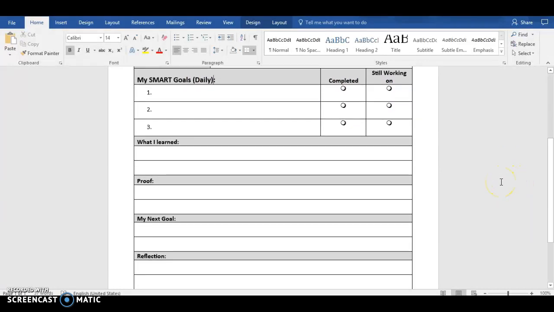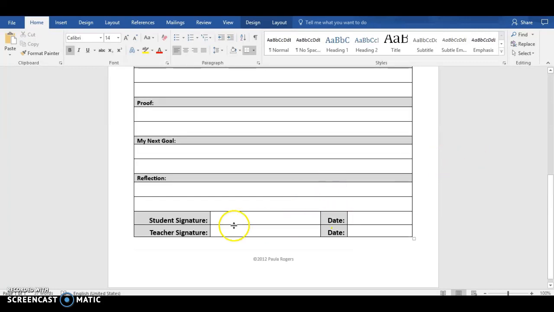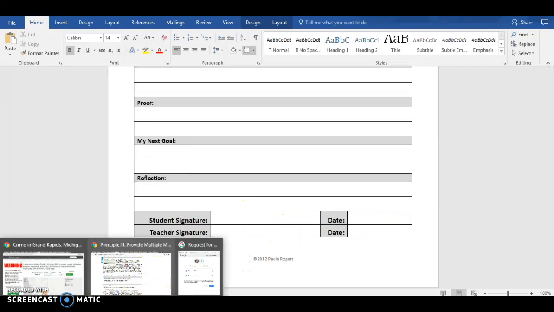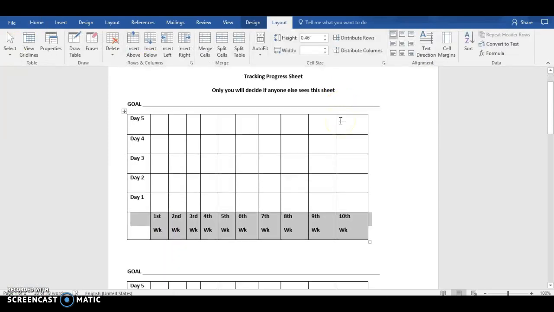Then they can talk about what they learned for the day, the proof that they completed those goals, what their next goal would be after they've completed a goal, and their reflection on the day. Then they can talk about it with the teacher and they can have the signature of the student and the teacher. We can also have a tracking their own progress sheet.